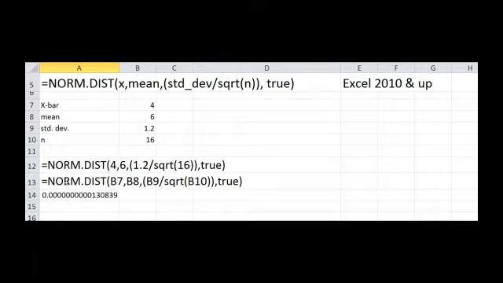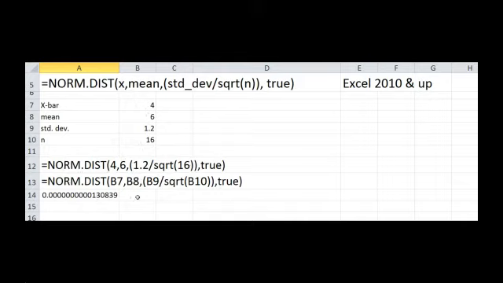And this is what it would look like if we used cell references. In this example, my x bar is in cell B7, mean is in B6, standard deviation is in B9, and my sample size is in B10. And so I line them up here. In this case, it happens to be a very small probability in this particular instance, but this is how you would do it.